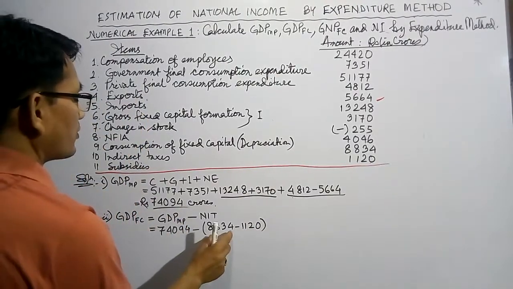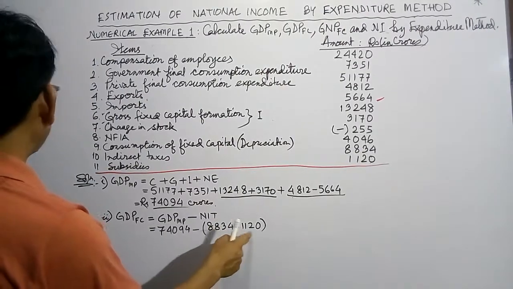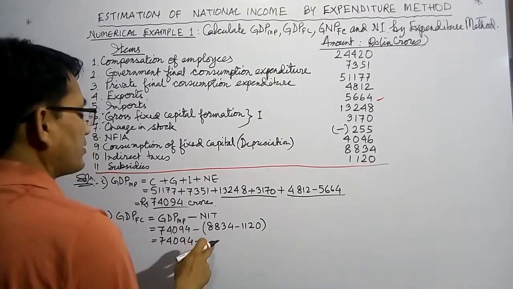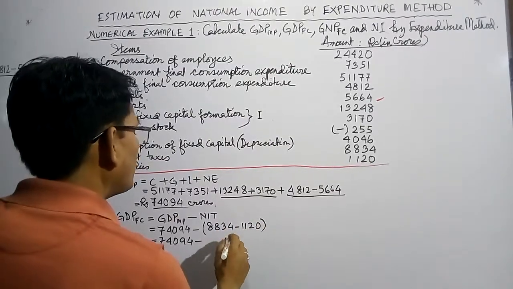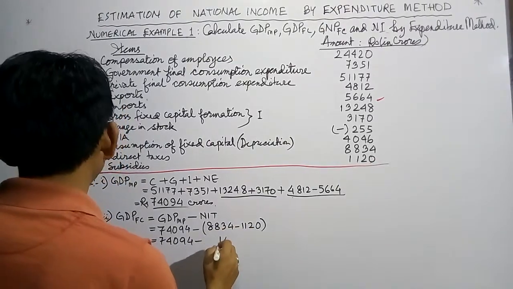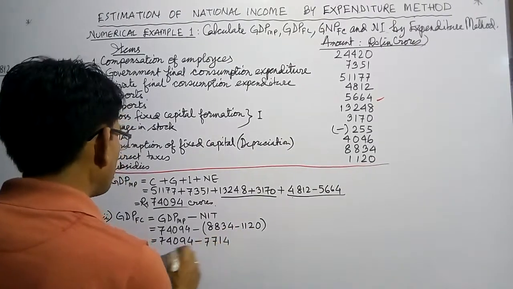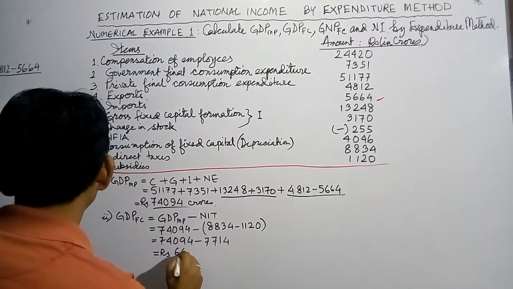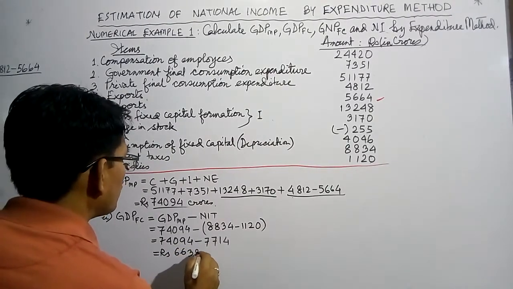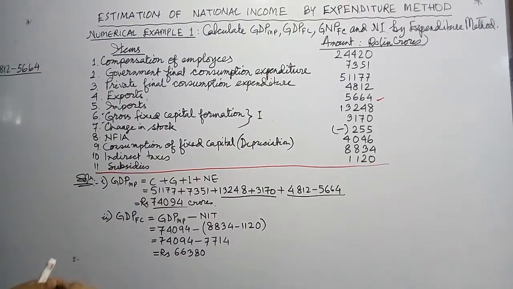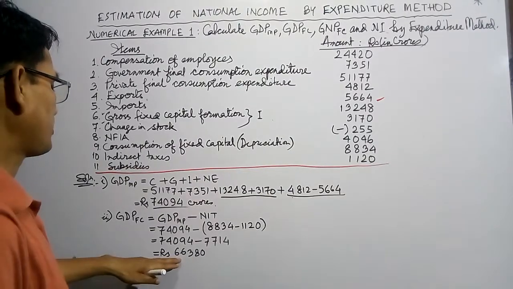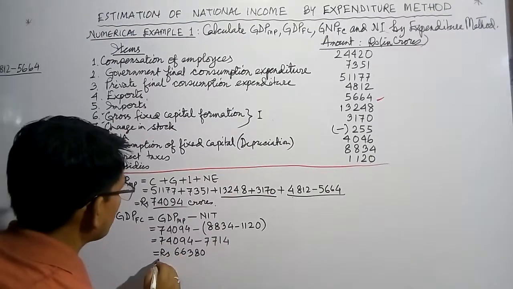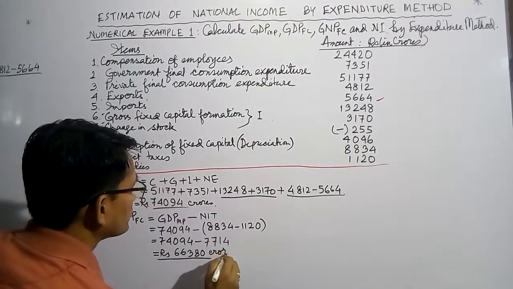So by subtracting, we get 7,714. Now 74,094 minus 7,714 gives rupees 66,380 crores. This is gross domestic product at factor cost, rupees 66,380 crores.